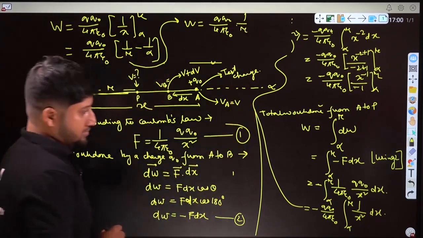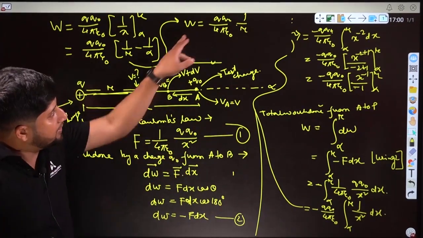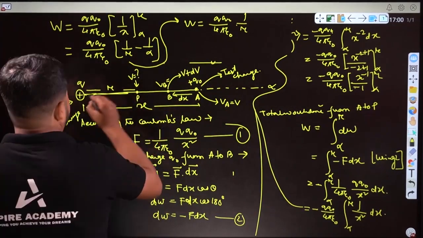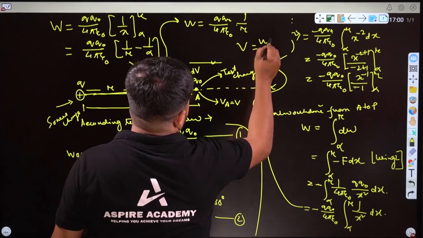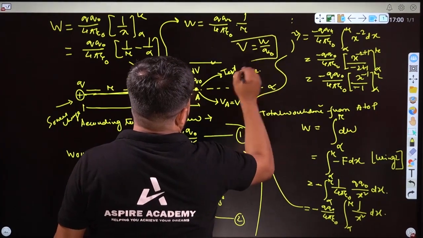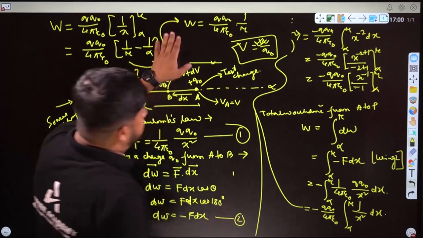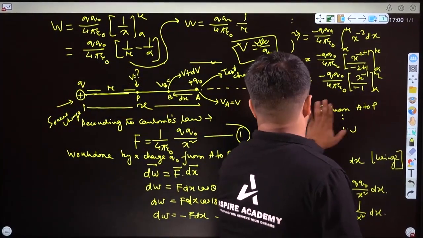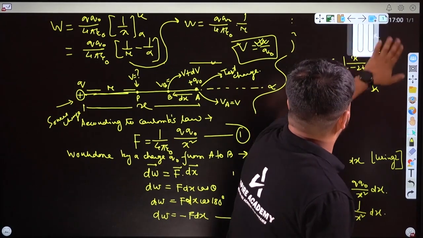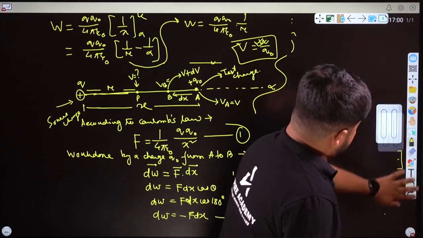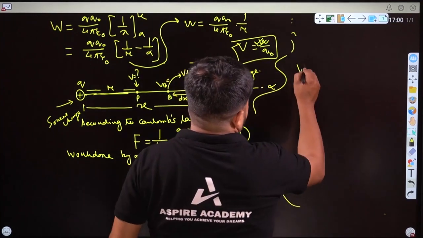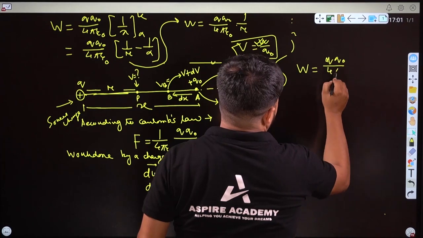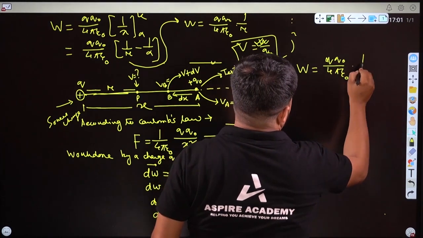Now we got the work done. First we know that V is equal to W by q naught. Now we are placing the value of W. So now we can erase this part. Our work done will be q naught by 4 pi epsilon naught dot 1 by r.